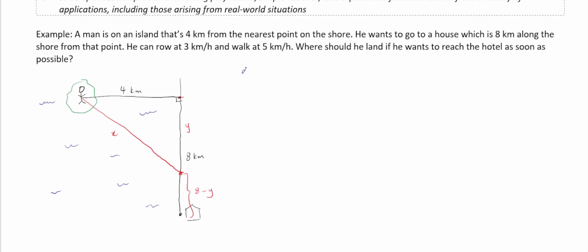Well, we know that distance is equal to speed times time. This means that time is equal to distance over speed. We know that the time he spends rowing, time spent rowing, would be the distance that he rows over the speed that he rows. So if he's rowing, the distance that he rows is x, and the speed that he rows is given in the question, that's 3.